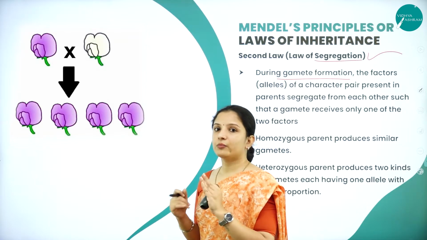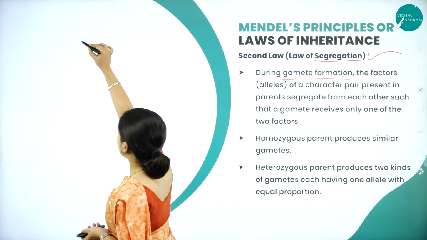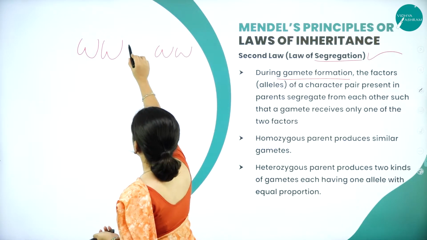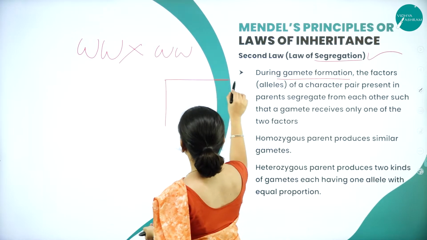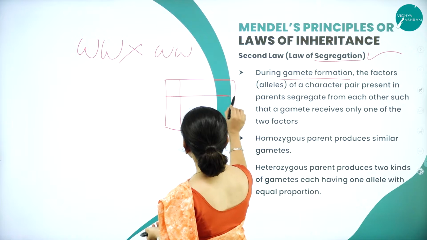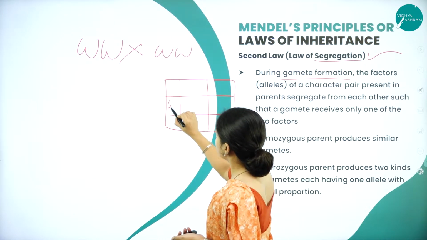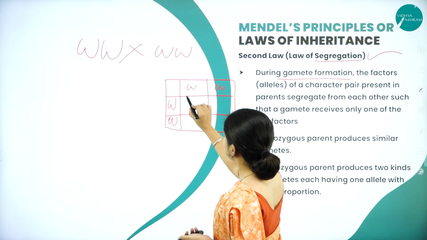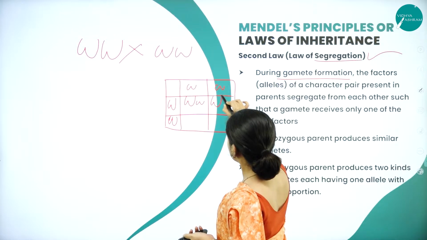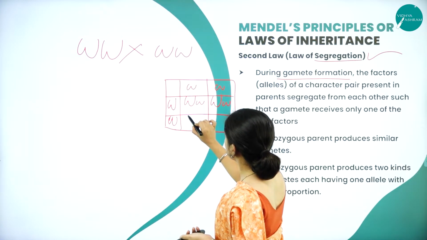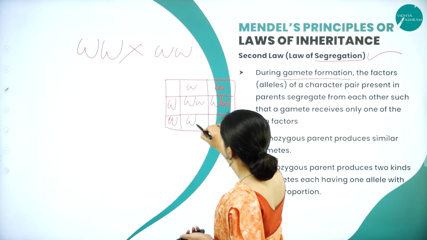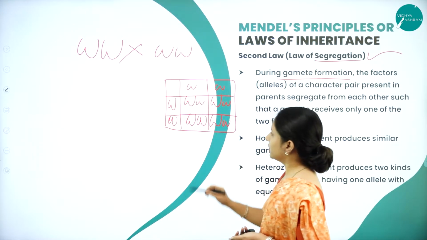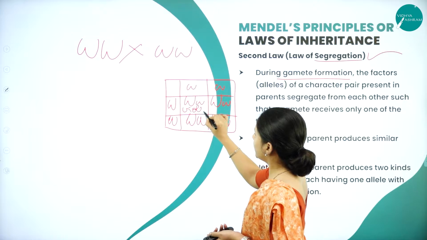To explain, we'll go back to the previous session, wherein he crossed the violet flower and the white flower. So a cross was made. What did he get when he made a Punnett square? We shall see. Here capital W, and the recessive one small w: capital W, capital W, capital W, capital W, small w. So all the flowers were violet.